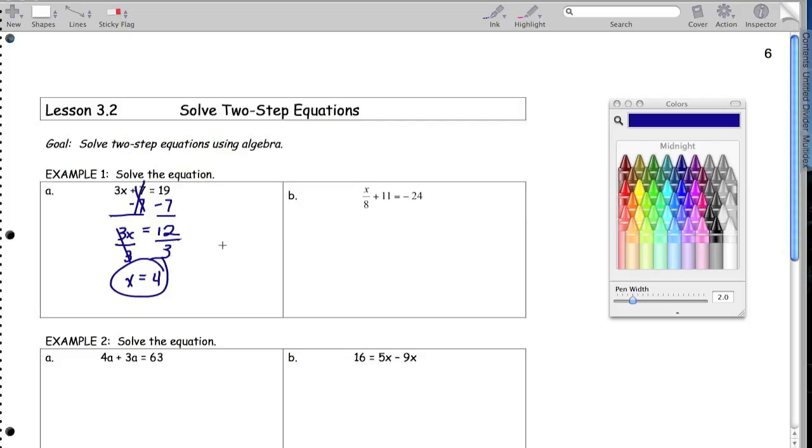It worked. I am going to be looking for these steps, just like you've been doing all along, and showing me when you solve equations. That's what I'm looking to see. Okay. So let's take a look at this next one.